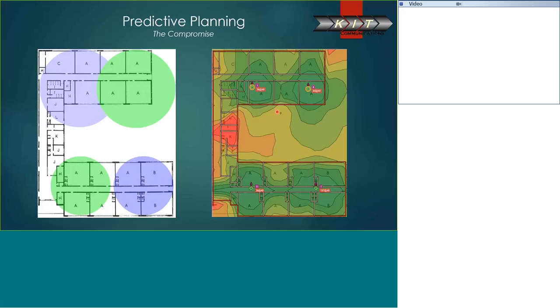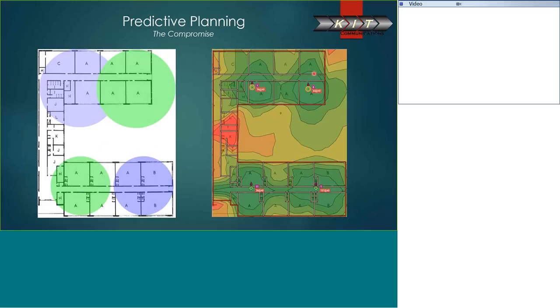If we look here at our traditional guesswork model, we are just putting these two APs in and we're just assuming it's going to cover this whole area. We don't really know much else. But if we go on to this map where we did the predictive planning, we can start to see these concentric rings. So we can start to see how the signal is going to be affected by the walls and where it's going to start to die off.